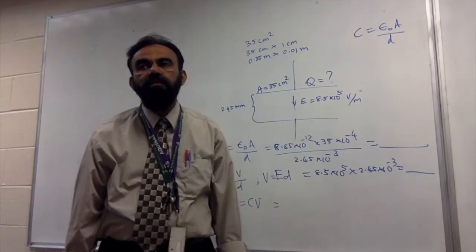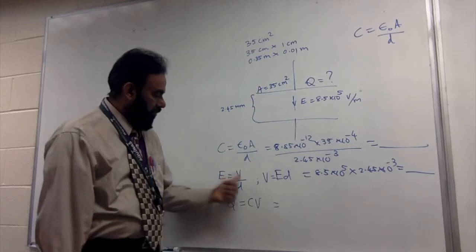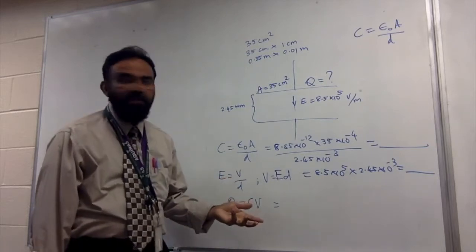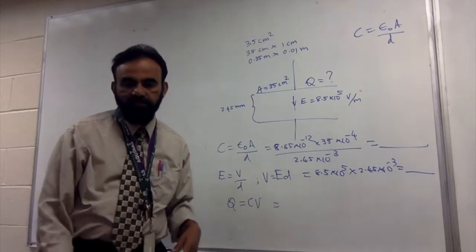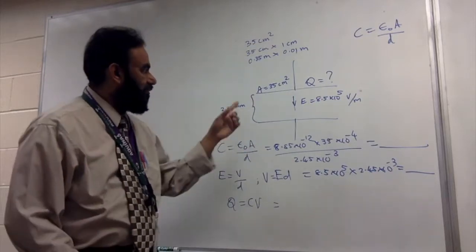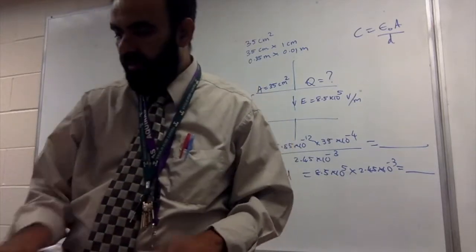We used E equals V over D. You use this one, and then use this one to find out V, and then plugged it into a stage that was earlier, right? Yeah, you can do that. But I think this will be faster, the flux thing will be faster. Next question.